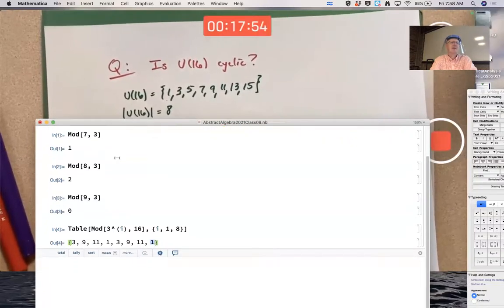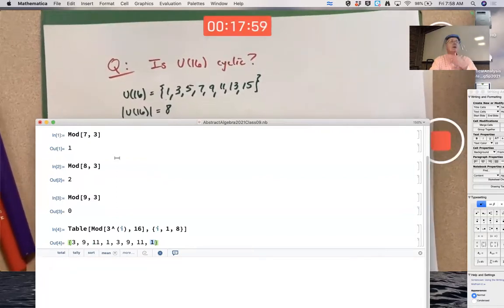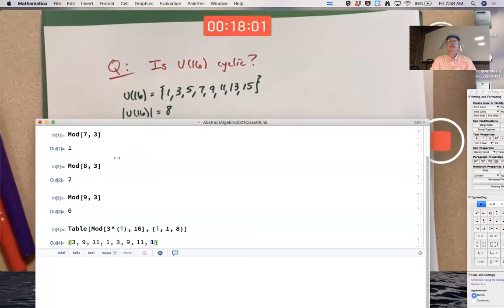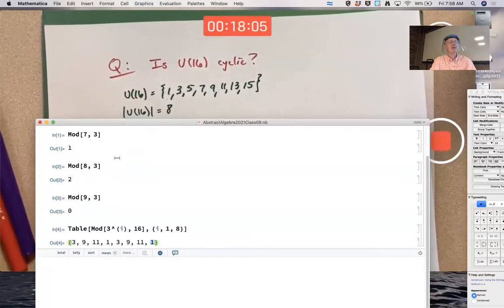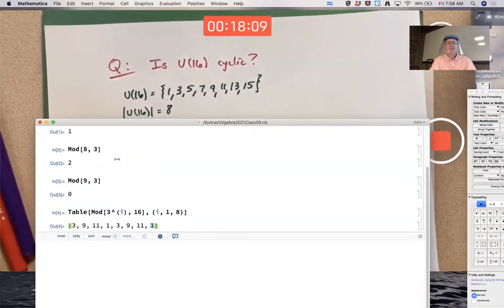Say we're thinking about U64. Oh, here's another thing you could do. U64 would be relatively easy to figure out the elements of. It would be all the odd numbers from 1 to 63, because 64 is a power of 2. What if you're thinking about, say, U60, and you're trying to figure out what the elements of U60 are with Mathematica quickly? You want the positive integers less than 60 that are relatively prime to 60.